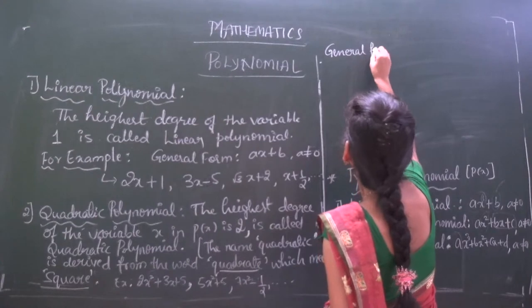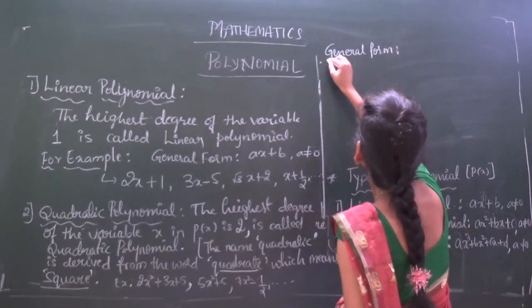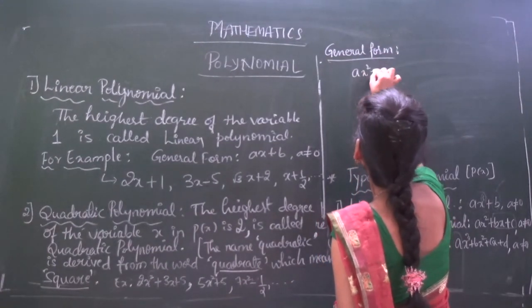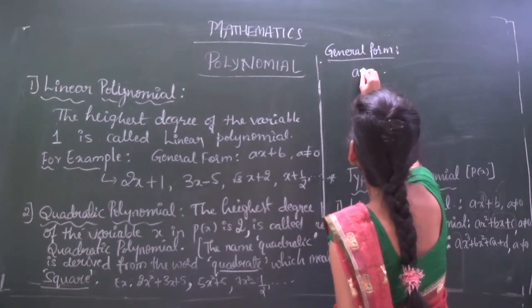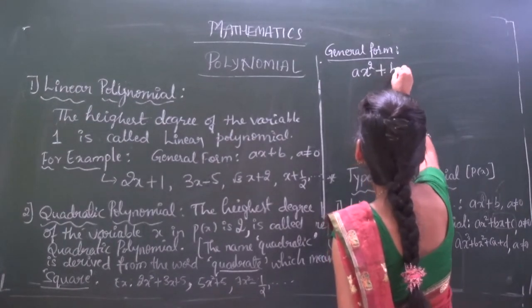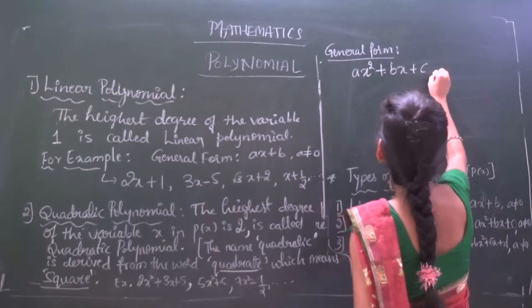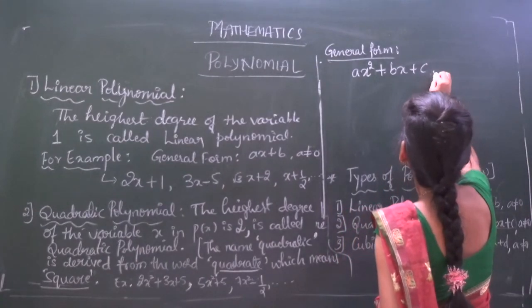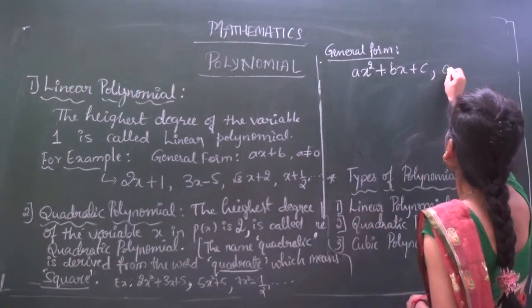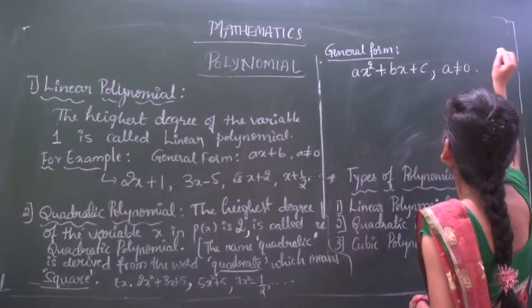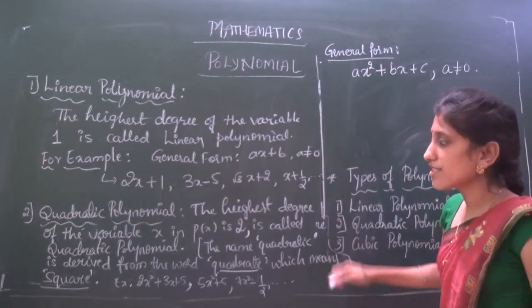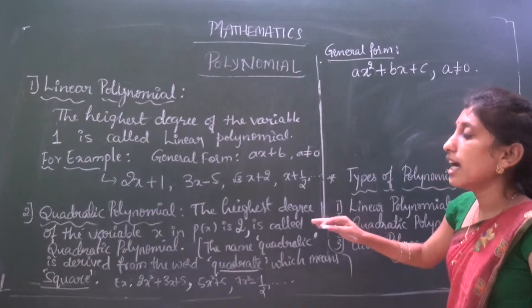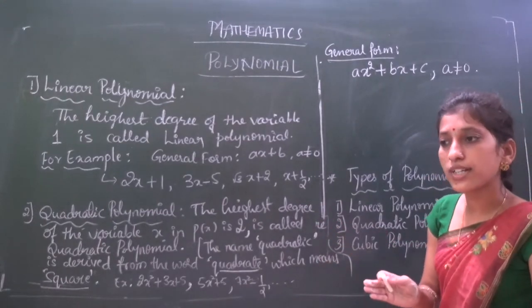General form will be ax square plus bx plus c. Put comma because we need here condition where a is not equals to 0. Okay, this is the general form of quadratic polynomial, and which kind of polynomial is called as quadratic polynomial?